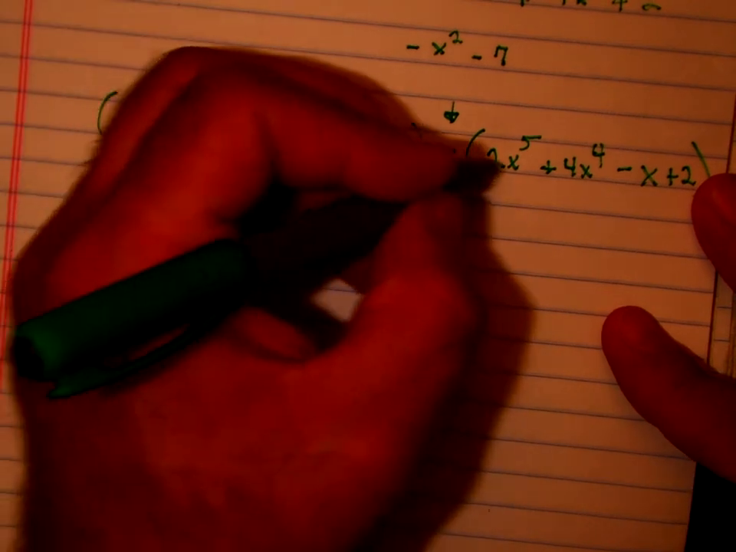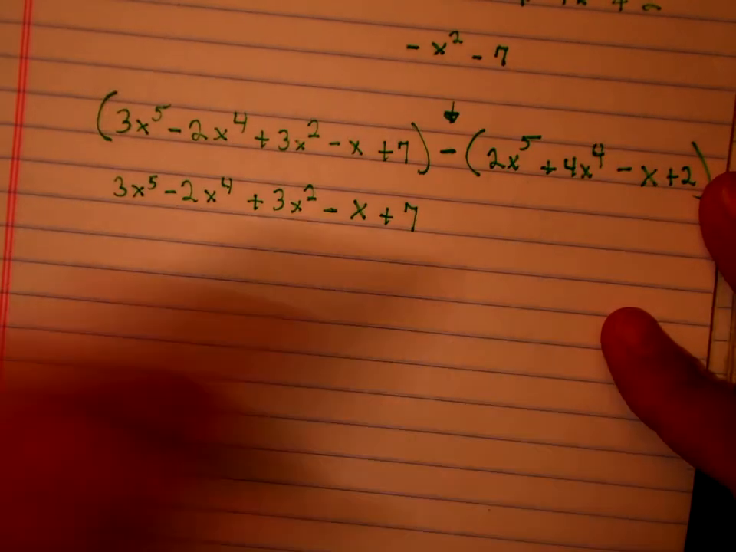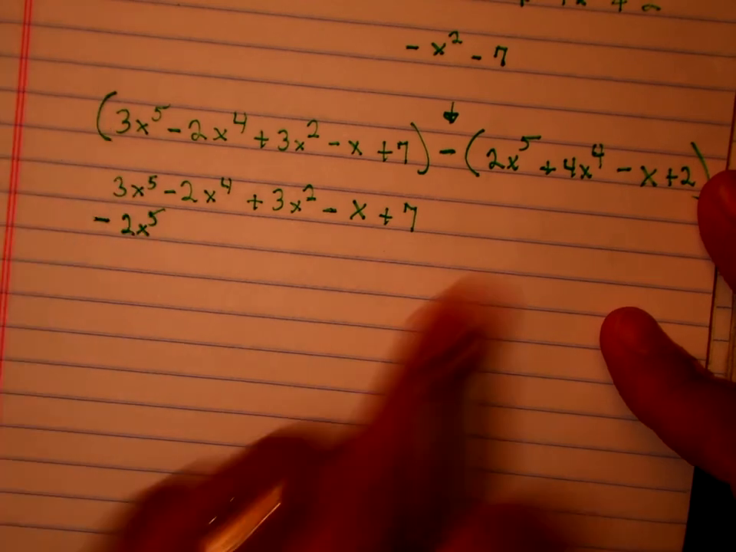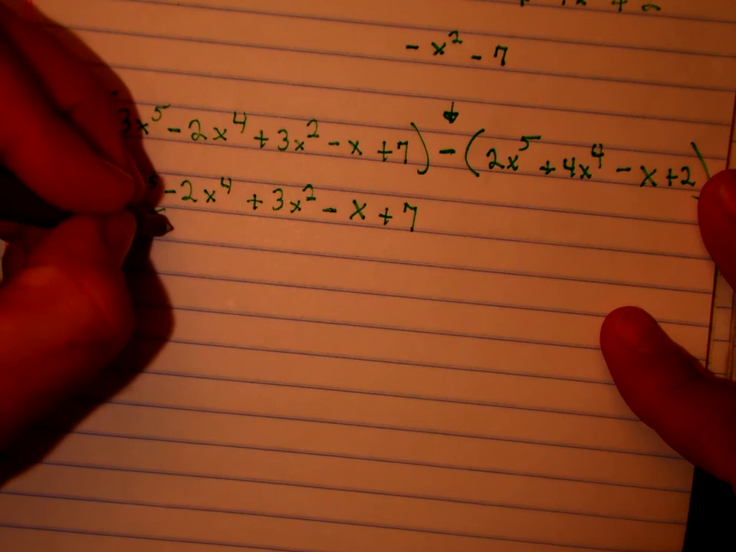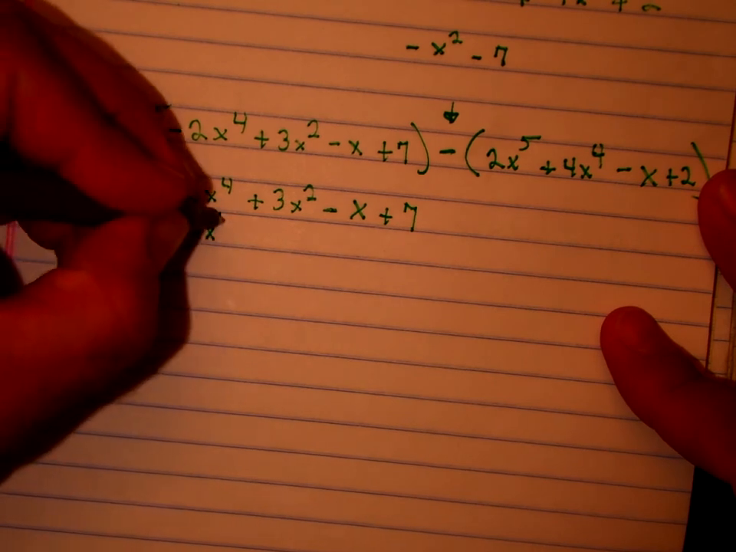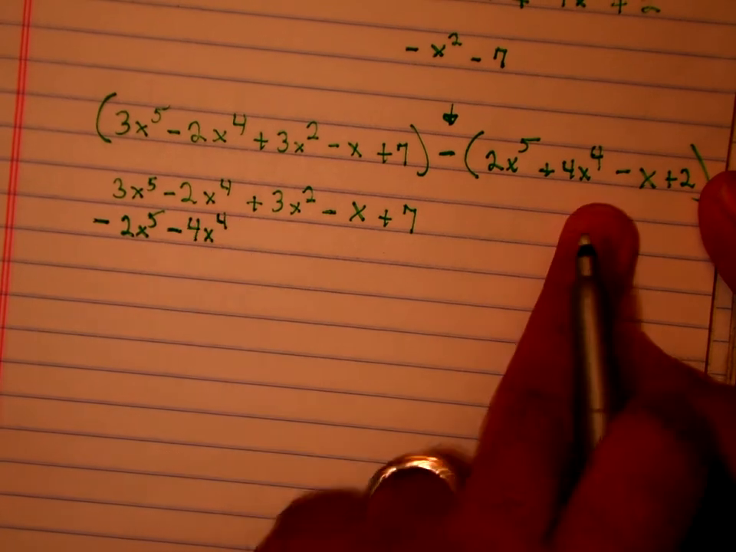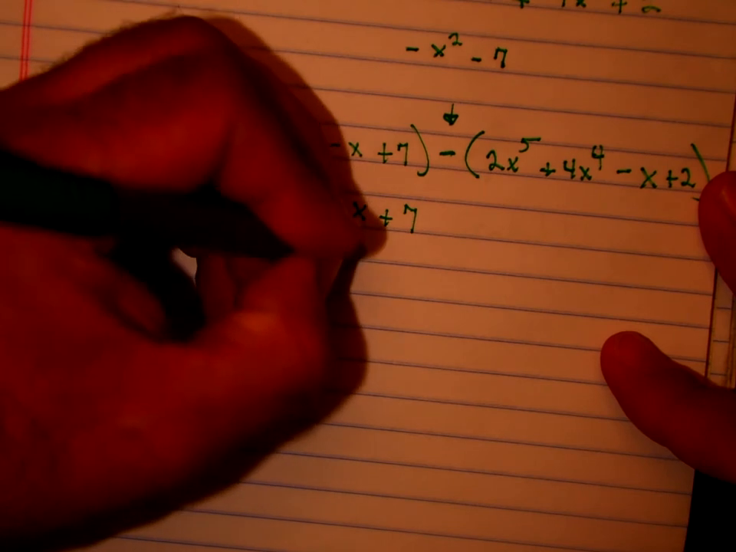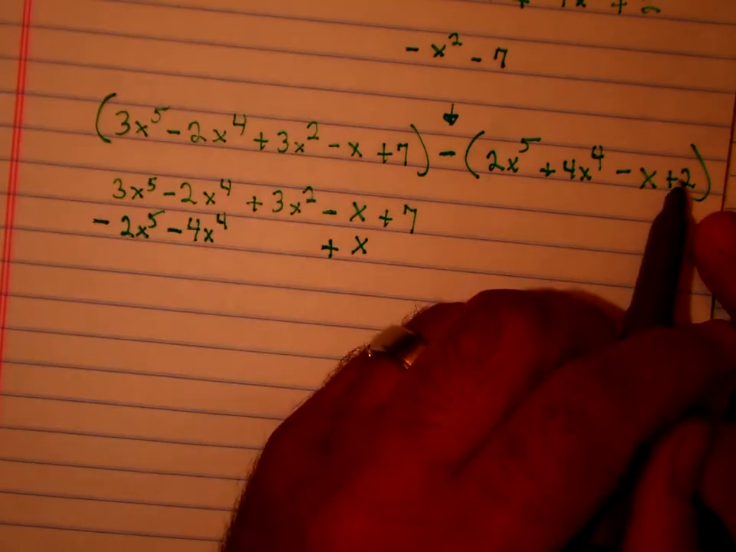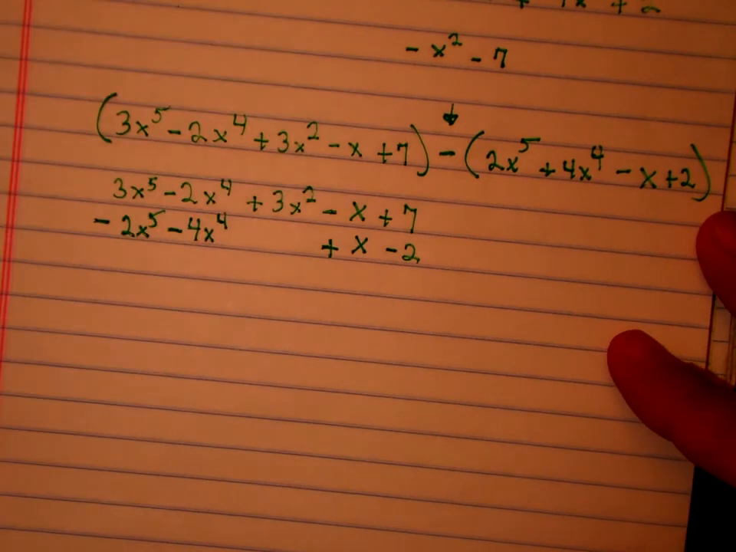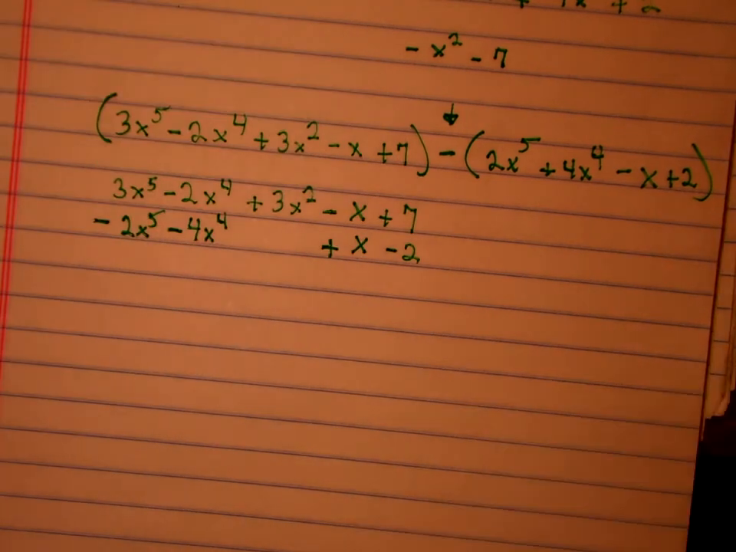And now I'm writing the opposite of this, but I'm going to match it. So I'm going to minus 2x to the 5th, minus 4x to the 4th. Notice I'm lining them up. Now I'm going to add x, and I'm going to minus 2. Now I have this problem nice and lined up.